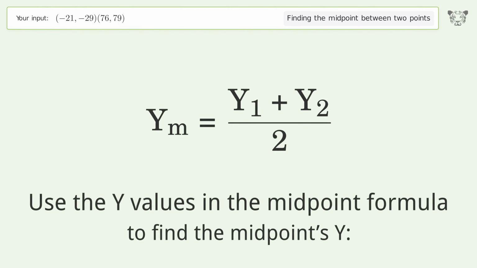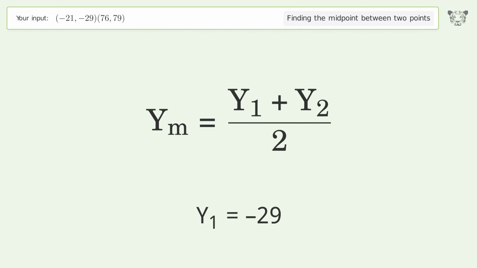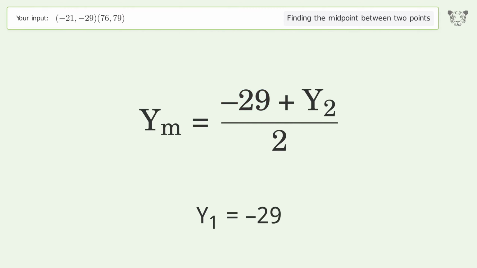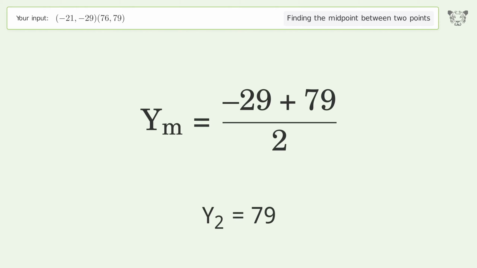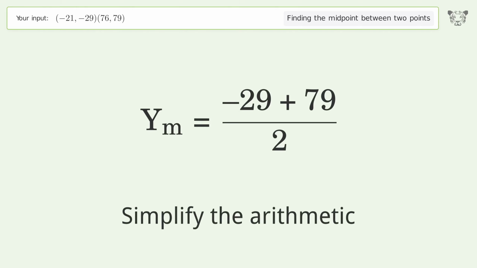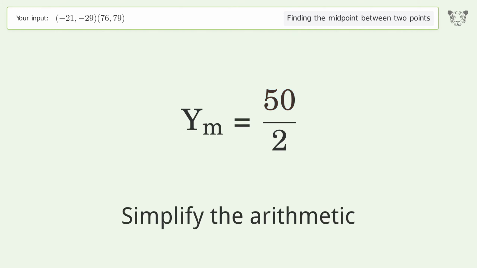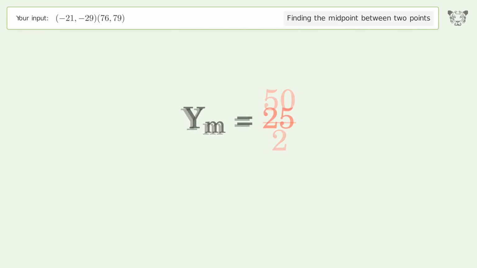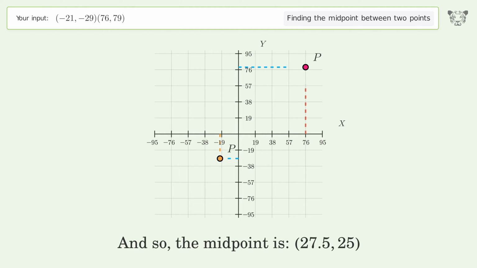Use the y values in the midpoint formula to find the midpoints y. y1 equals negative 29. y2 equals 79. Simplify the arithmetic. And so, the midpoint is 27.5, 25.